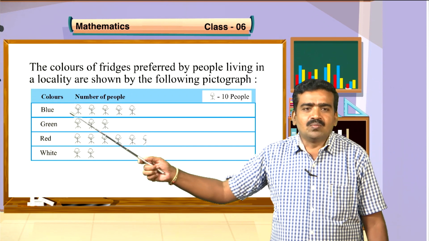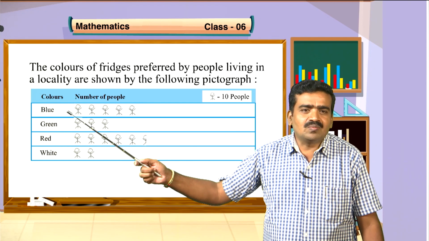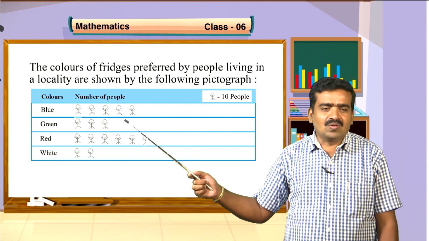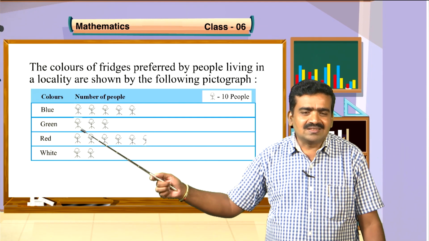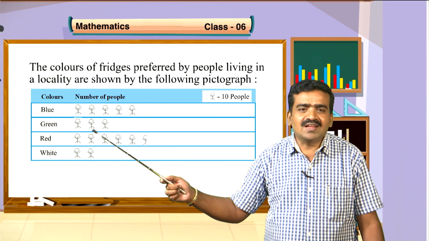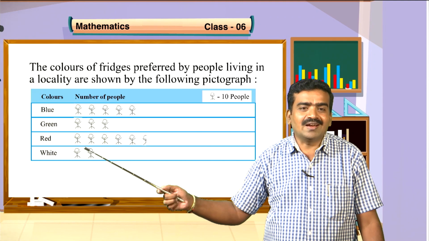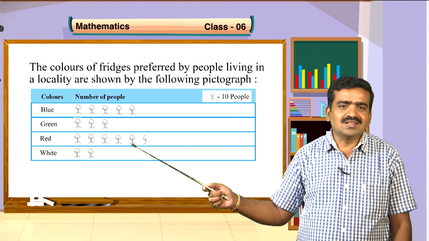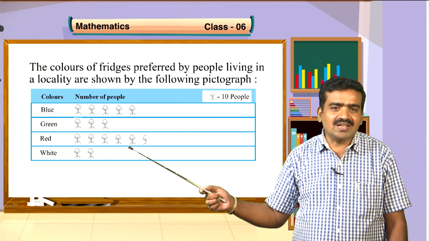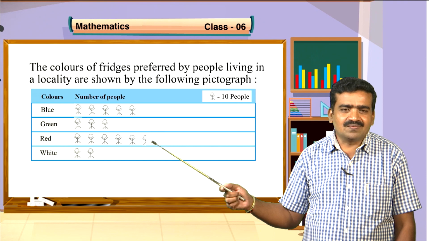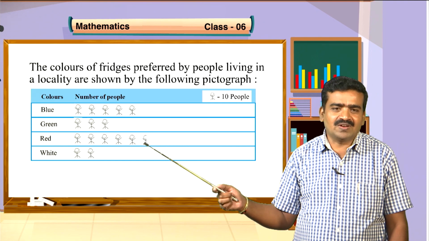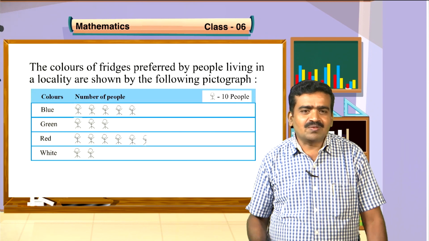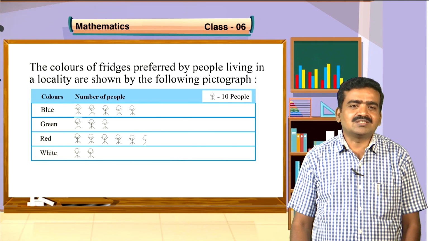That means blue color is preferred by 10, 20, 30, 40, 50. What about green color? Yes, there are 3 pictures, 3 into 10, 30. What about red color? 1, 2, 3, 4, 5. There are 5 full pictures, that is 5 into 10 is 50, and there is half a picture. We can roughly take it as 5. Therefore, 50 plus 5 is 55. The white color is preferred by 2 pictures, that is 20.